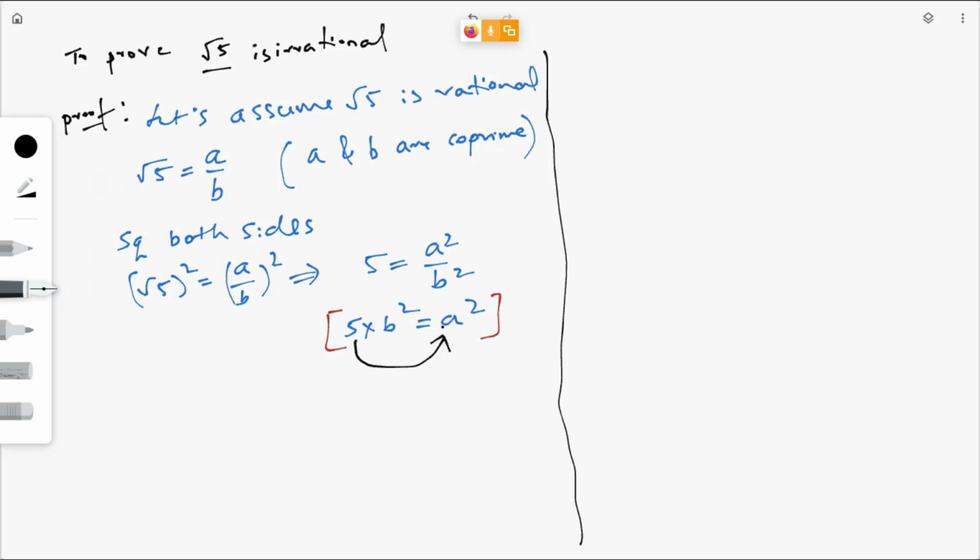5 divides a square, right? Because see here, b square is equal to a square by 5. So, a square by 5. What is a square by 5? 5 divides a square. Yes or no?